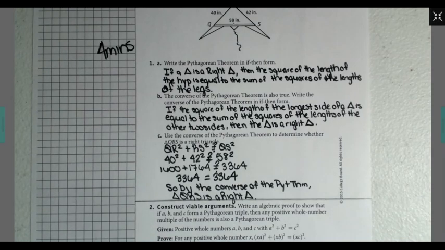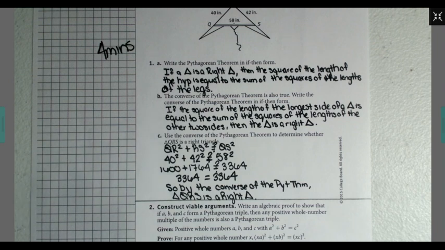All right, so I stated the original Pythagorean theorem states, if a triangle is a right triangle, then the square of the length of the hypotenuse is equal to the sum of the squares of the lengths of the legs. The converse of this states, if the square of the length of the longest side of a triangle is equal to the sum of the squares of the lengths of the other two sides, then the triangle is a right triangle. So basically, I'm trying to see if a squared plus b squared equals c squared.